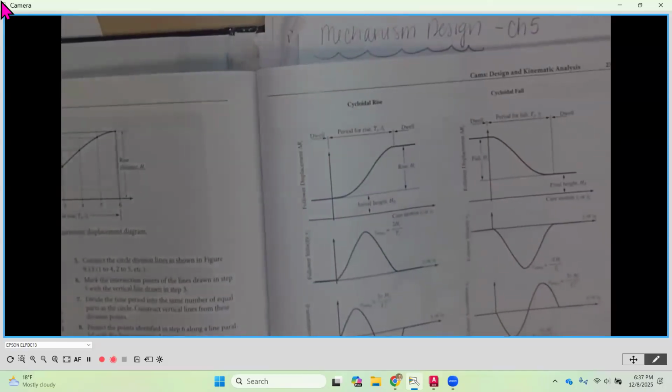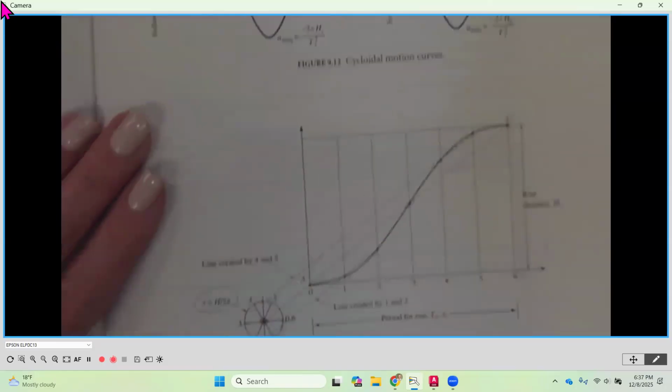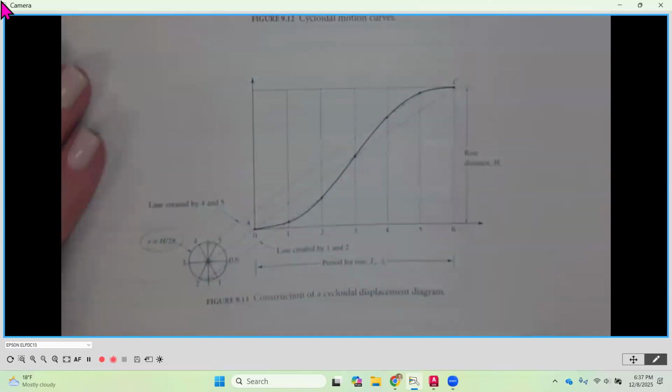Cycloidal motion, as I said, this is actually the best one. So when we start getting up into higher speeds, harmonic and cycloidal are the ones that you're going to want to choose. And this is on page 233, down at the bottom here. This is the construction of cycloidal. Okay, so I'm going to kind of briefly go over this. This is going to be something that you'll be doing for one of your homework problems if you choose to do it. And how we set this one up, you're going to notice that we take a full circle.